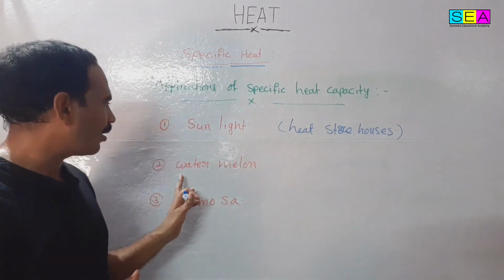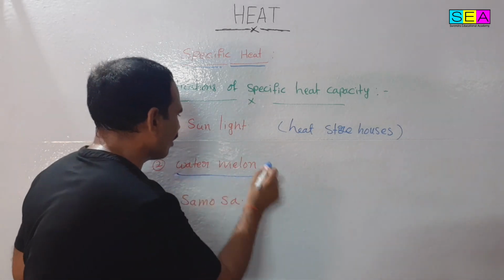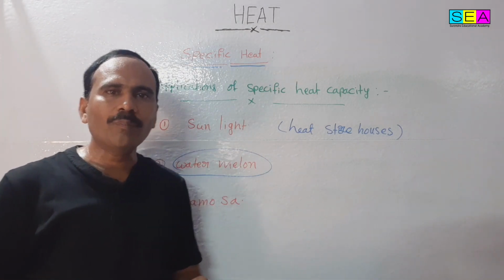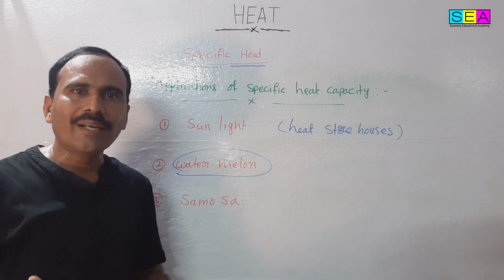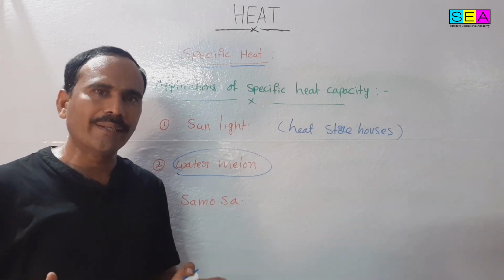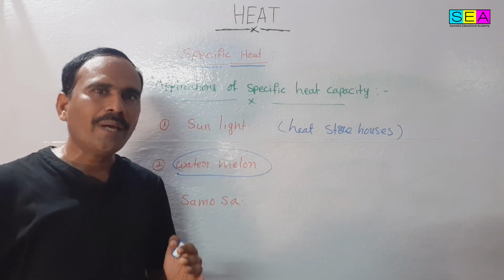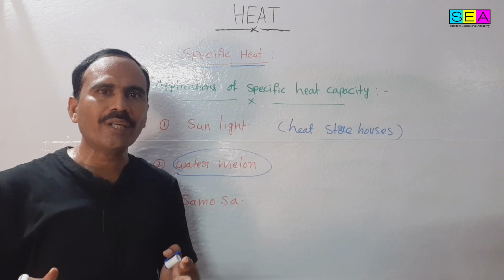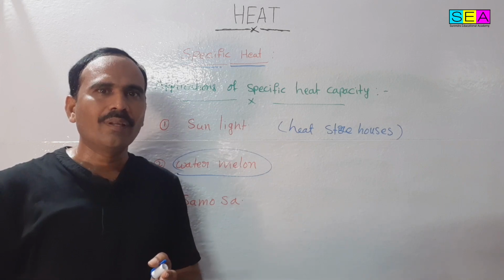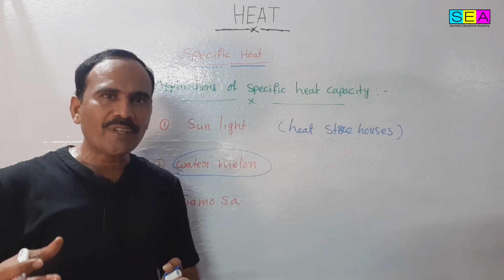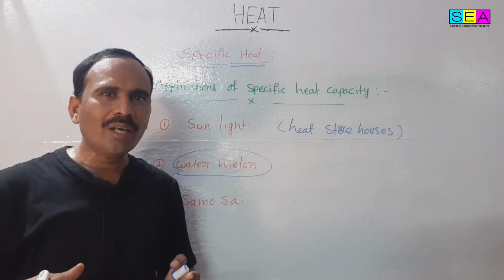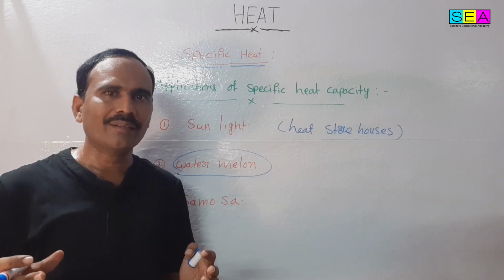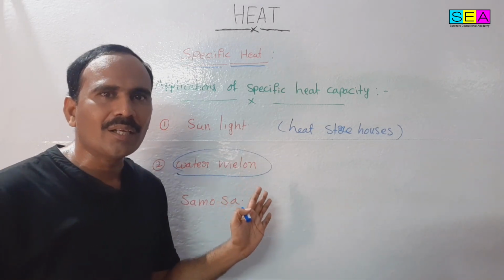And another one is watermelon. So this is a watermelon. If we bring a watermelon out of the fridge, it can retain the coolness for a longer time, because compared to other fruits, watermelon has a large quantity of water. Because of the high specific heat of water, the watermelon can retain the coolness for a longer time. So this is also another use.